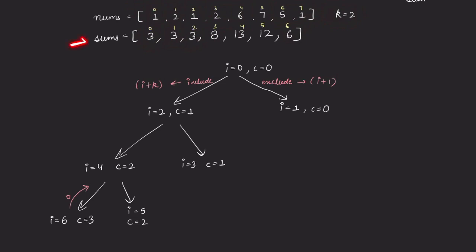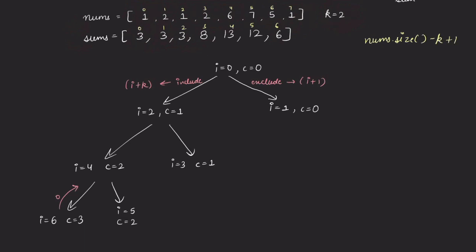So the size of this sums array will be equal to the number of subarrays of length k that you can get out of this nums array, right? Which will be equal to nums.size minus k plus 1. This will be the total subarrays that you can get, right? See here, what is the size of sums? It is 7. 7 is the total number of subarrays that you can get. The size of nums was 8. 8 minus 2 plus 1. So it will be 7, right?